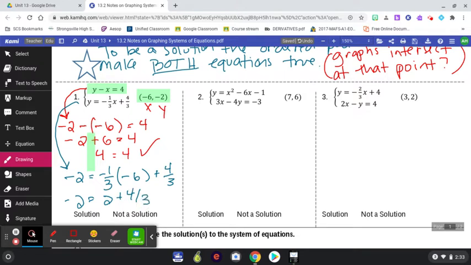Those two things are not going to equal each other, right? 2 plus 4/3 is the same as saying 3.3 repeating. Those two things are not equal. And because those two things are not equal, this ordered pair is not a solution because the second statement ended up being false. What that means is that this point is not on the second line.